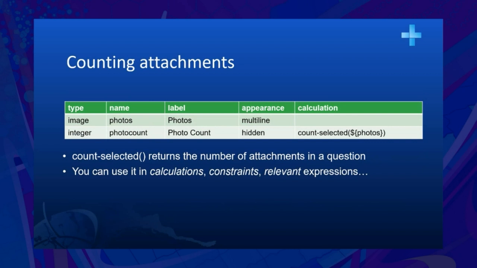By the way, using the count selected function, which you might be aware of already, if you apply this function to an image question or a file question, then it returns the number of attachments in that question. So this allows you to basically count the number of photos that someone has uploaded with, say, a damage assessment, for example.